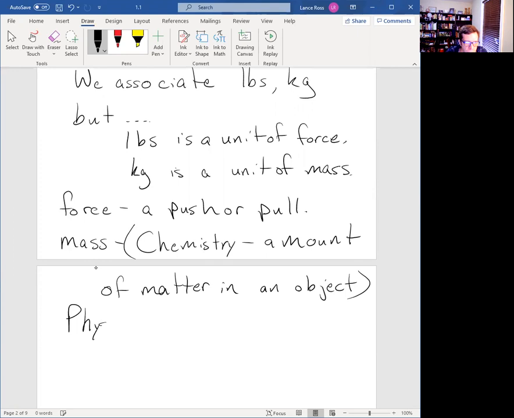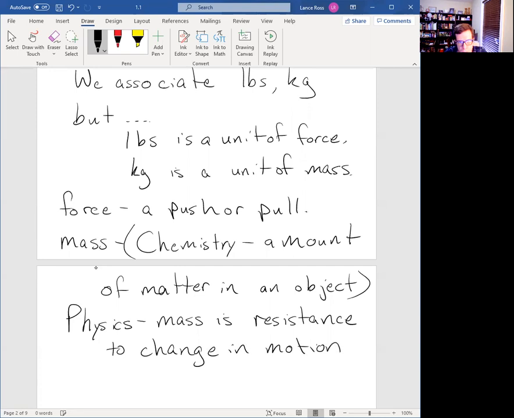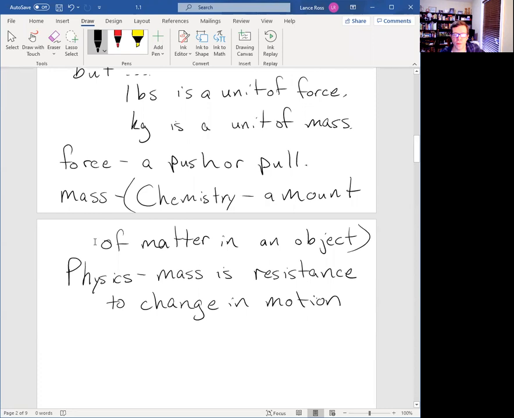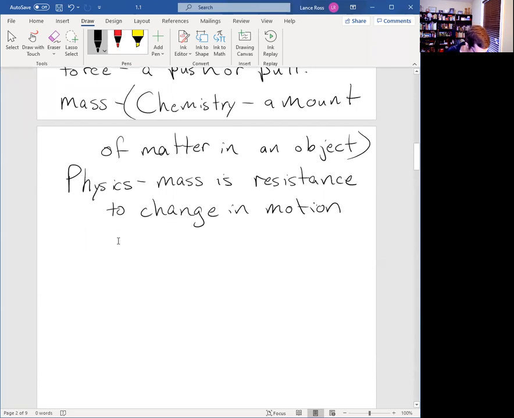All right, so that's probably what you've heard before. In physics, the mass of an object is its resistance to change in motion. So the more massive an object is, the harder it is to change its motion. And that typically has to do with it having more matter in it for the chemistry definition.